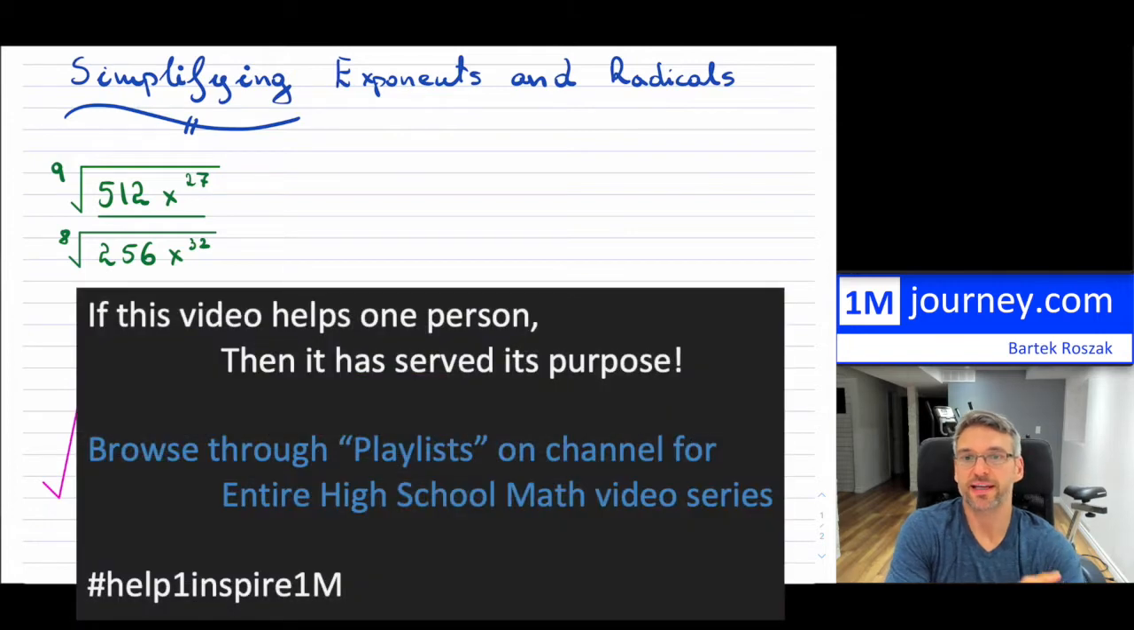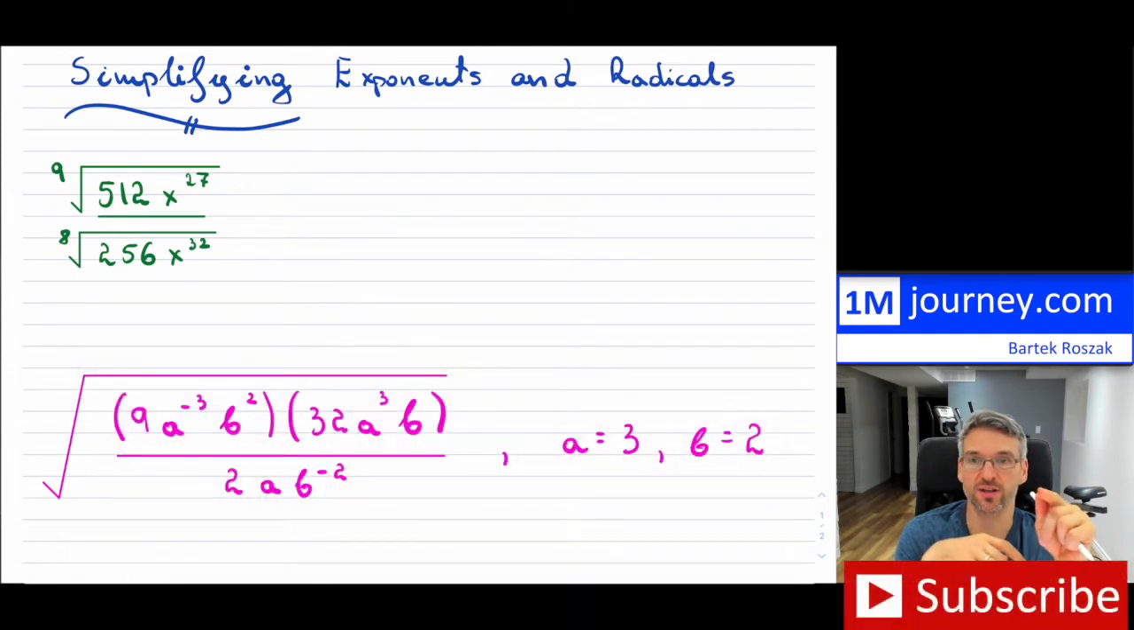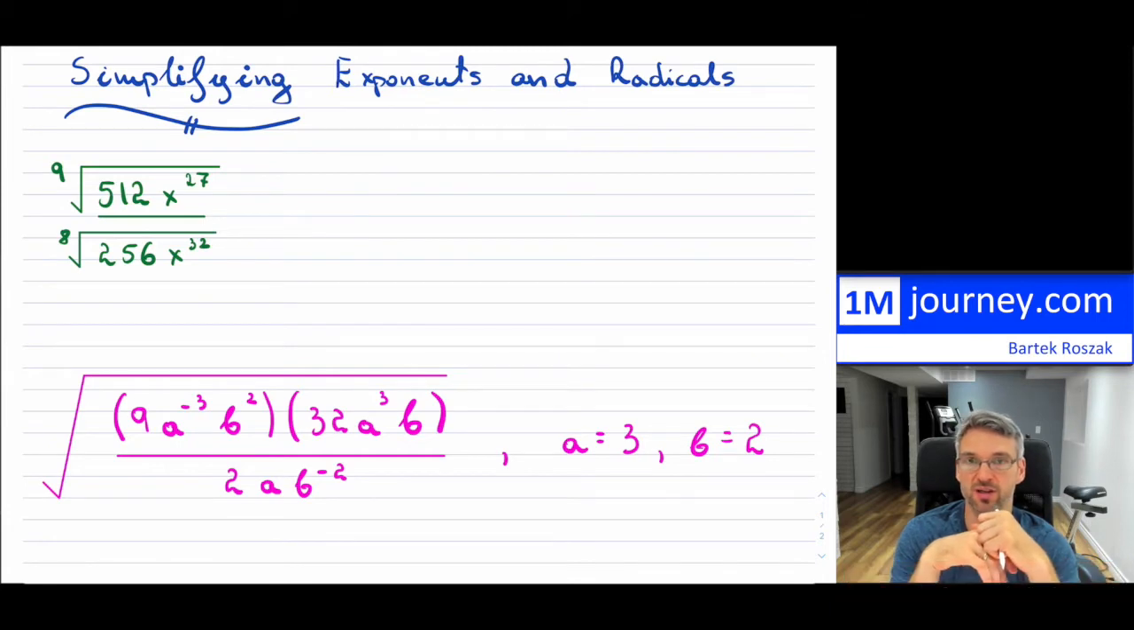So, simplifying exponents and radicals. I have 3 examples here for you, and this is intended for students in grade 11 who want to test themselves before they get started on studying exponential functions. You should be able to simplify and work with exponents, even with radicals, and radicals are basically fractional exponents, and be comfortable in that flow.